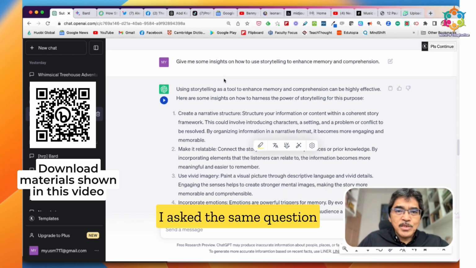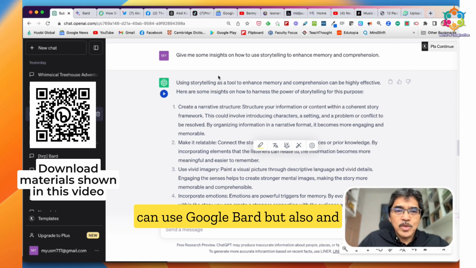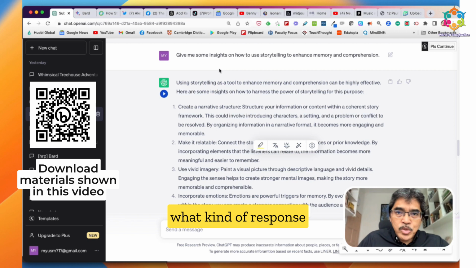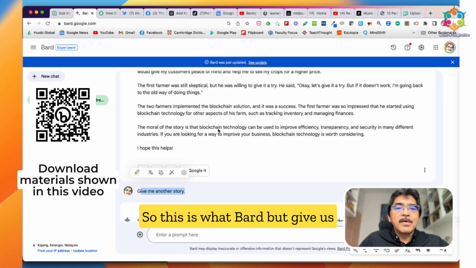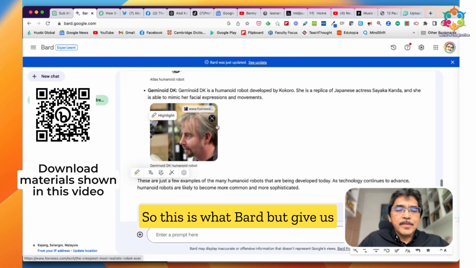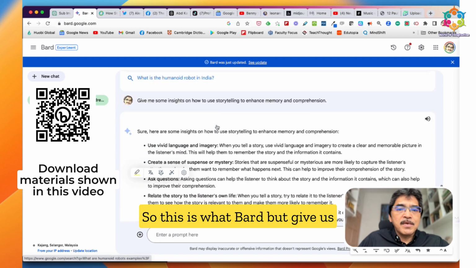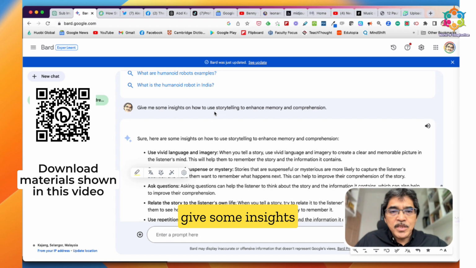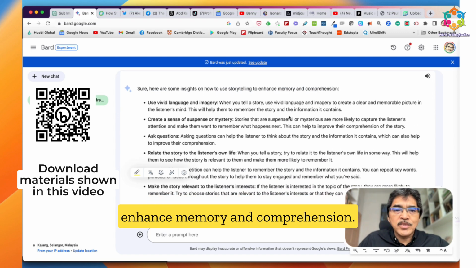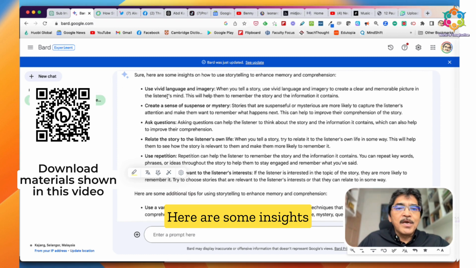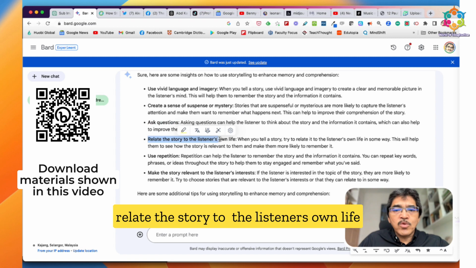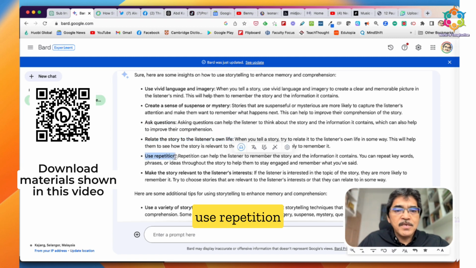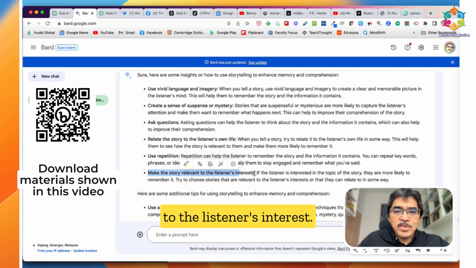I asked the same question just to compare how we can use Google Bard also, and what kind of response on the same question, on the same prompt. This is what Bard gave as insights on how to use storytelling to enhance memory and comprehension. Here are some insights. Use vivid language and imagery, create a sense of suspense or mystery. Ask questions, relate the story to listeners' own life, use repetition, make the story relevant to the listener's interests.